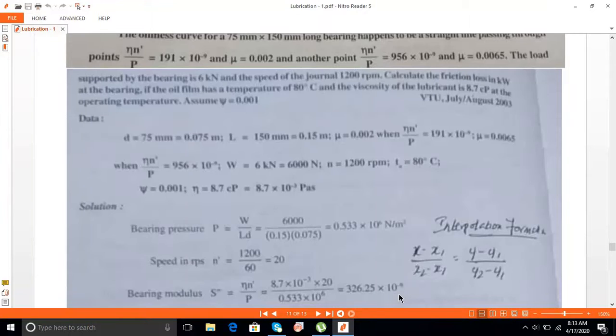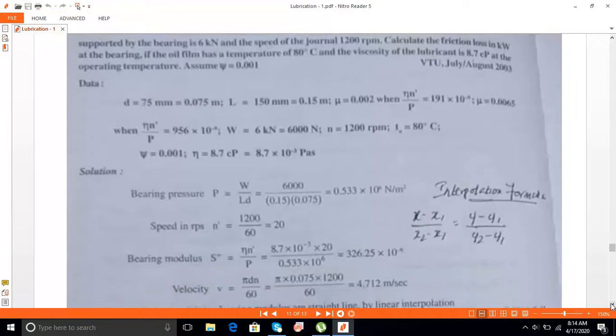So understand this one very clearly. One point is 191 into 10 power minus 9. For this it is 0.002, and for 956 it is 0.0065, but our data is not in between these two to take the average of 0.002 plus 0.0065 divided by 2. It is not exactly at the center, but it lies somewhere on that particular line. For that, the interpolation method is required.